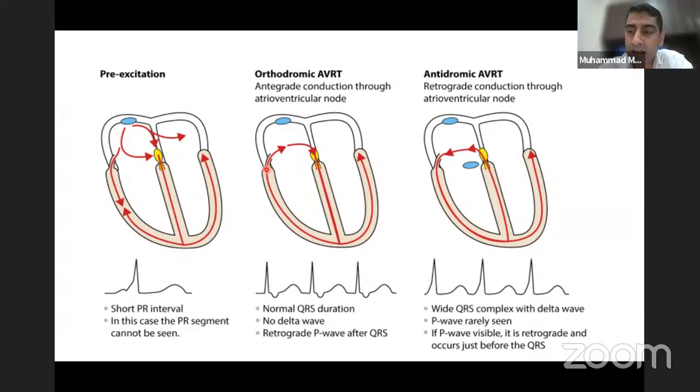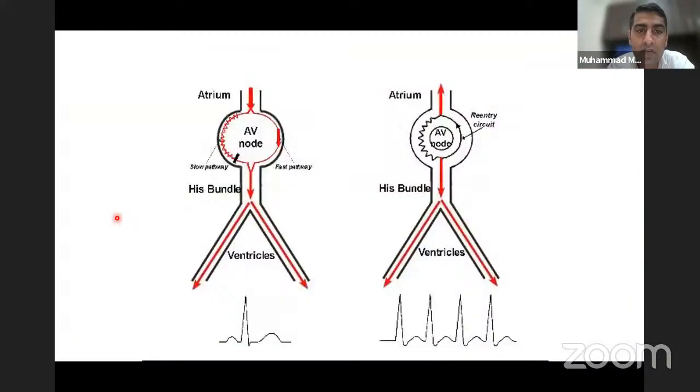While in AVNRT, or AV nodal re-entrant tachycardia, the AV node has two different pathways, so there is no accessory pathway. The AV node has two pathways, a fast one and a slow one, and the conduction goes around and around in that. There is no extra connection. It's only one AV node, but it has a slow pathway and a fast pathway, and when there is a favorable situation for these pathways, it goes around the AV node and causes the tachycardia.